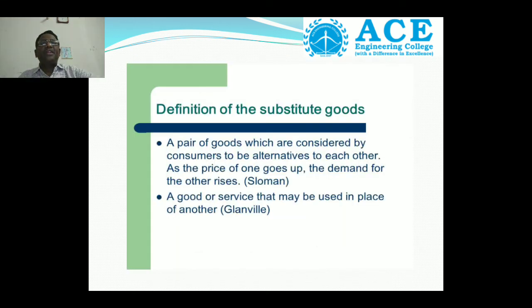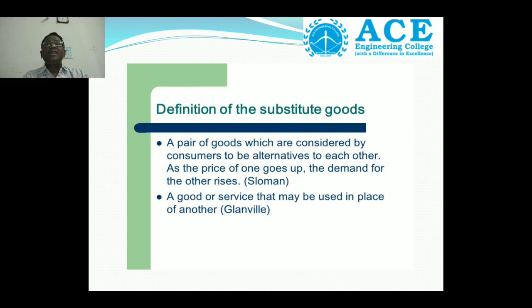What is the definition of the substitute good? From the examination point of view, for short answer questions, very, very important. A pair of goods which are considered by consumers to be alternatives to each other. As the price of one goes up, the demand for the other rises. That is the substitute good. A good or service that may be used in place of another. That means equal level of satisfaction derived from another product. That we call the substitute good.